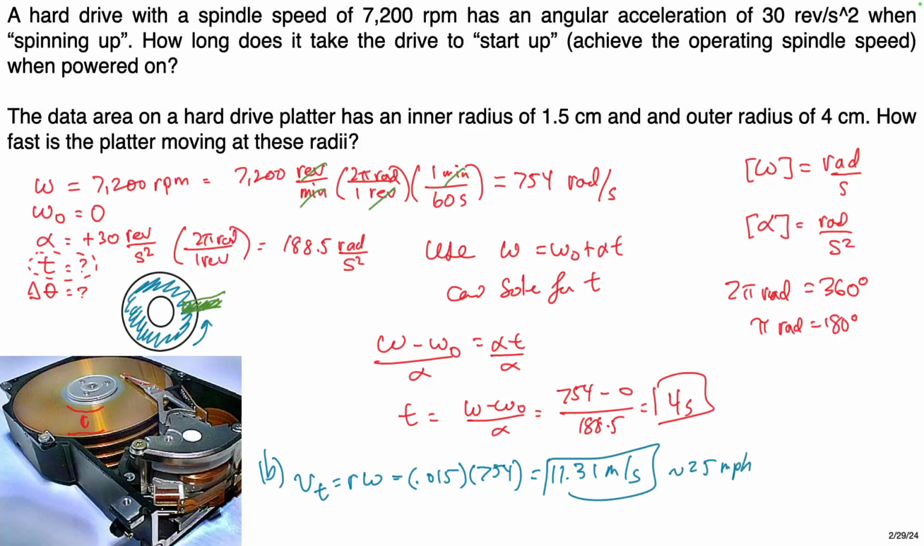Okay. And then to do the other one, instead of 0.015, it's now 4 centimeters. So 0.04, and then 754, again, same omega. And that one is moving at 30.2 meters per second, which is the answer, which is about 68 miles an hour.